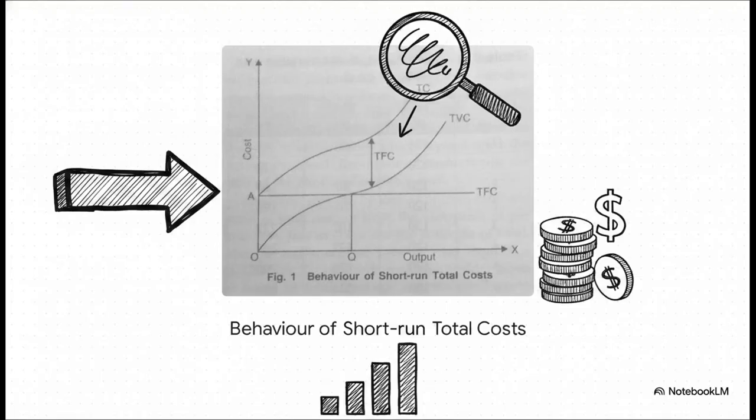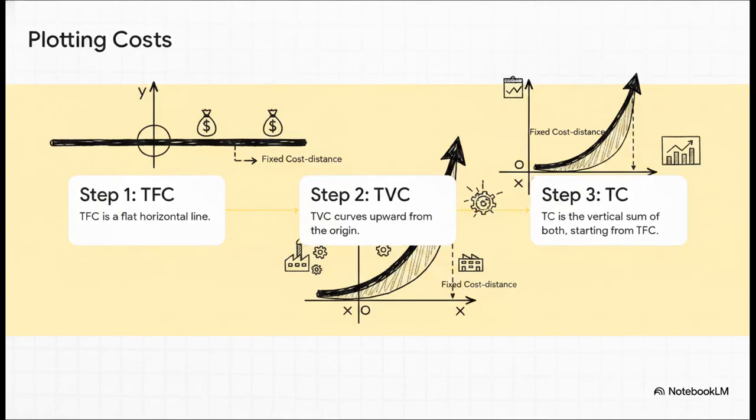So, how do these actually behave as your output increases? Let's map it out visually so we can see what's happening. Think of total fixed cost as a perfectly flat horizontal line. It stays exactly the same even if you are producing zero output. Your total variable cost, though, starts at zero and curves upward as you make more stuff. And that total cost curve, it perfectly tracks the variable curve, but it starts higher up. It always stays exactly one fixed cost distance above the variable line no matter what.